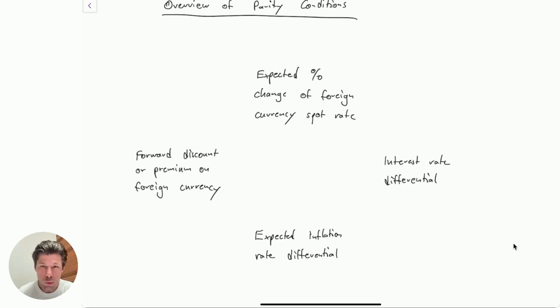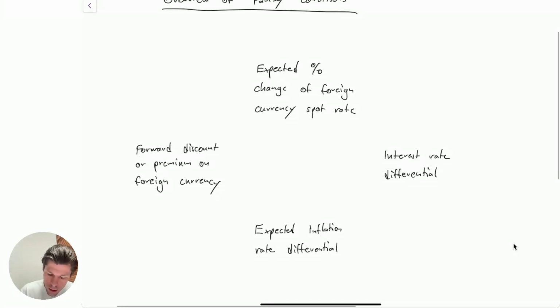So what are we trying to do? First, we look at, okay, if interest rate in one country and in the other country changes, what effect does this have on my expected percentage change of foreign currency spot rate? So we are looking at, okay, if I know I have a country that has a different interest rate than another country, what does it mean for the exchange rate in this country? We use IFE, which is International Fisher Effect.